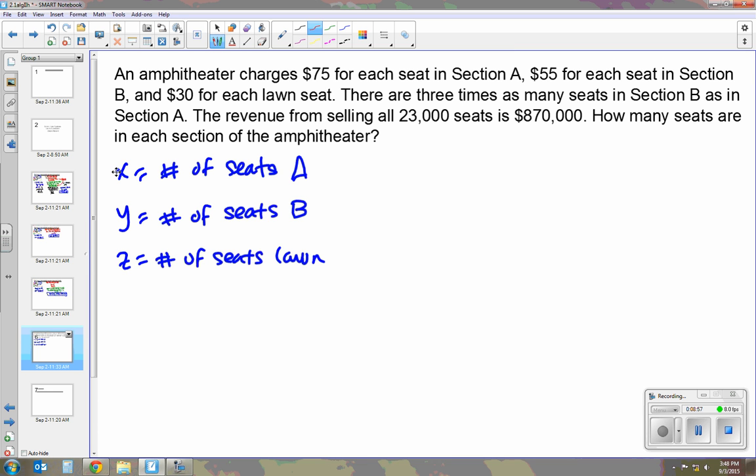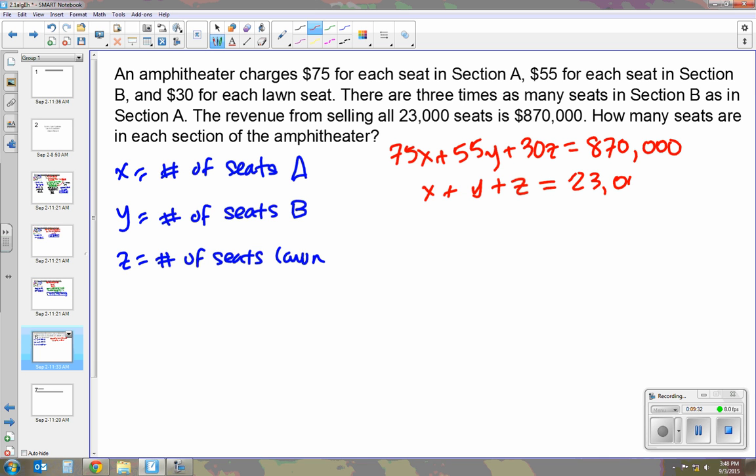Okay, so the first equation I'm going to write is 75x plus 55y plus 30z equals $870,000. The reason I did that is because if we plug in the amount of seats, it'll tell us how much money was made, so we can set that equal to $870,000. The next one that I'm going to set up is x plus y plus z, because if we add all of the number of seats together, it'll give us the total seats, which is 23,000.